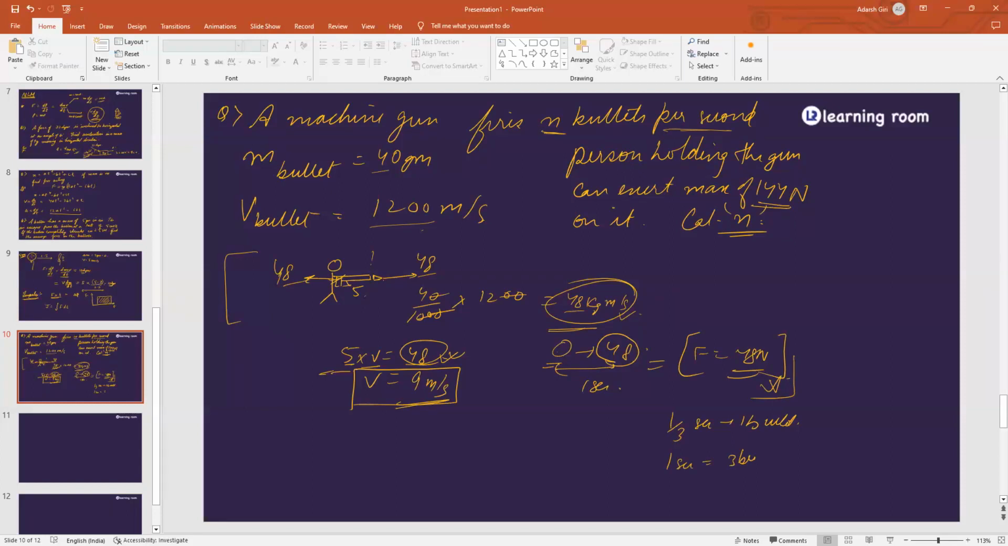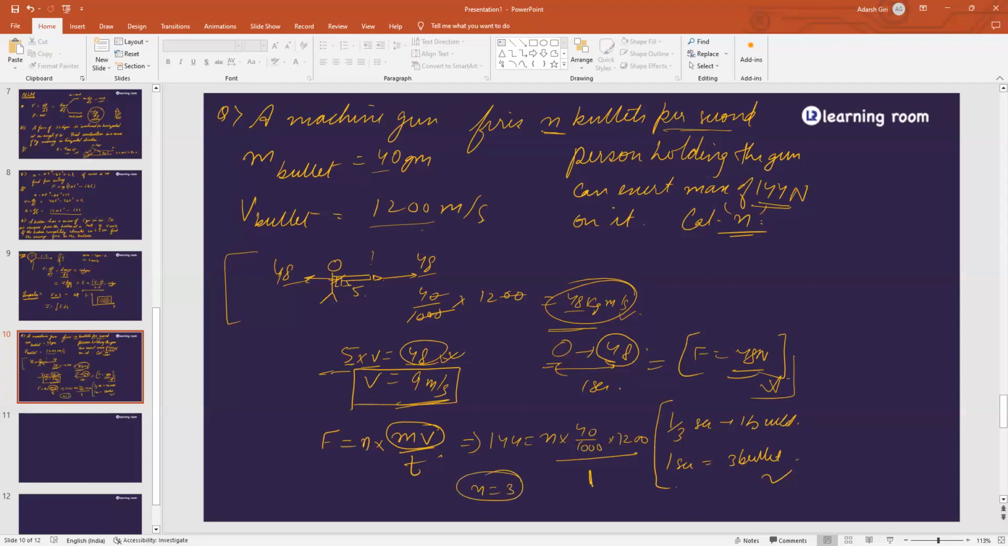Very good, I got 3. That's good. See what we have to do. Force is nothing but mv by t, momentum by time, and this is for one bullet. So we multiply it with n, the number of bullets per second. Per second means our time period is 1. So the force is maximum 144, and n we don't know. Mass is 40 by 1000, velocity is 1200, and time we need per second, so put it as 1 itself. From there you'll get n is equal to 3. Otherwise you'll get t is equal to 1 by 3.